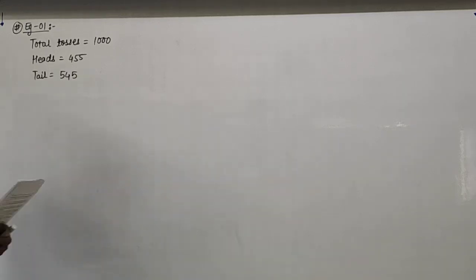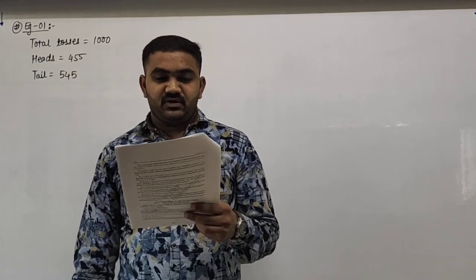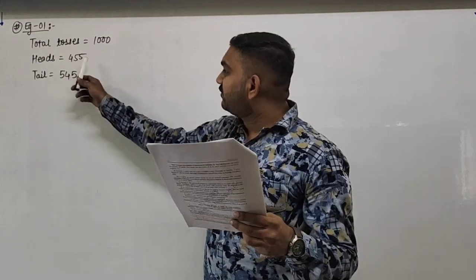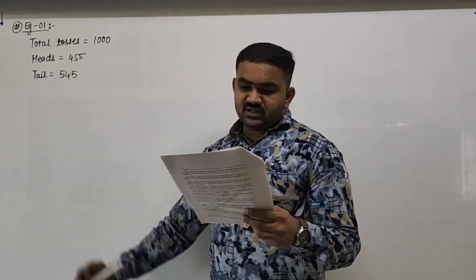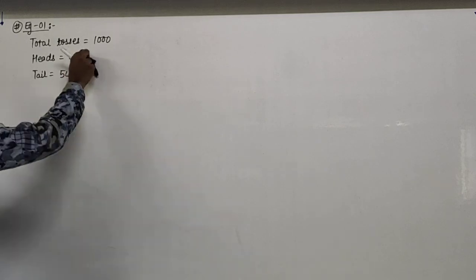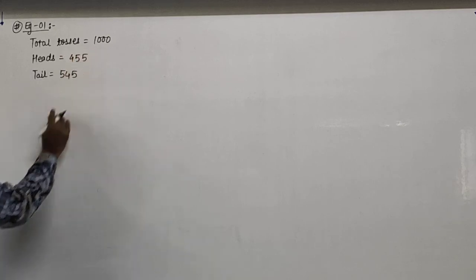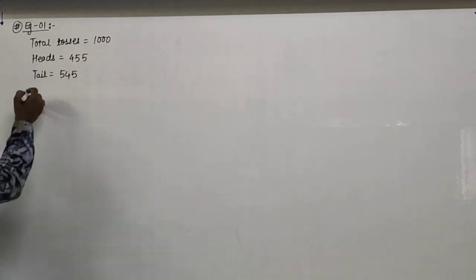So again, let us discuss what was given. A coin is tossed 1000 times with the following frequencies: heads 455 times, tails 545 times. We need to compute the probability of each event, right? First of all, we need to define the events, as we saw in the previous lecture.